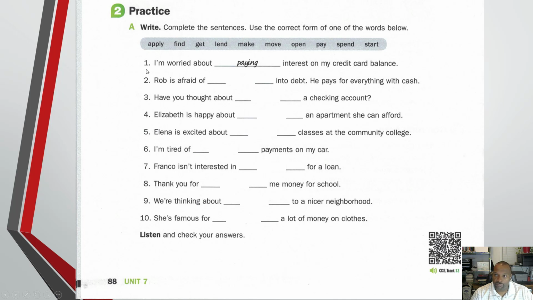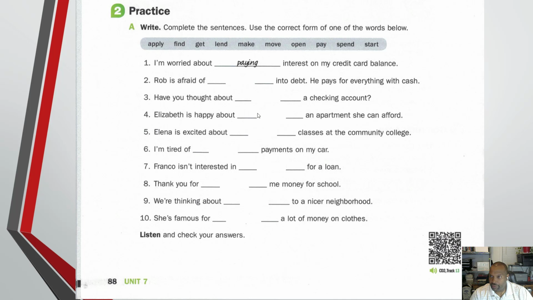First one is done for us. I'm worried about paying interest on my credit card balance. So that one is done for us. Let's take some time and do 2 through 10. And then we'll come back and I'll share what I have and let's see if we both got them right.